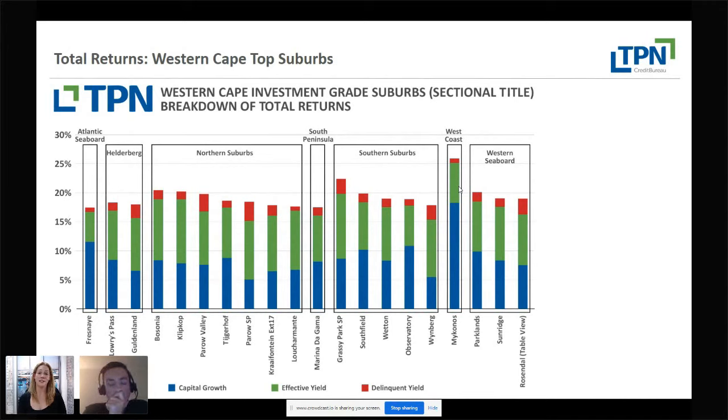inflation sitting at, let's call it 3 to 4%, you're still well above inflation, which means that you've got real capital growth, capital appreciation in your properties. Okay, so that's the Western Cape suburbs.